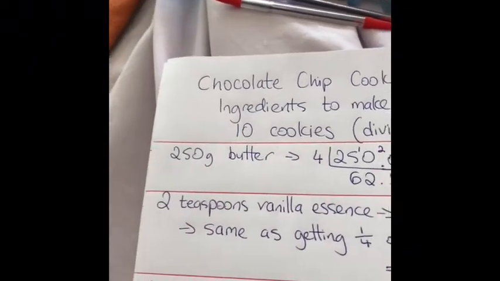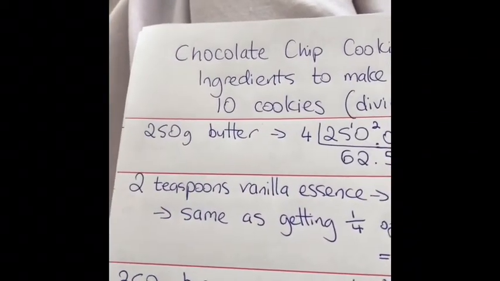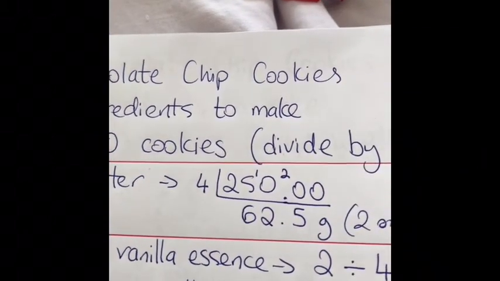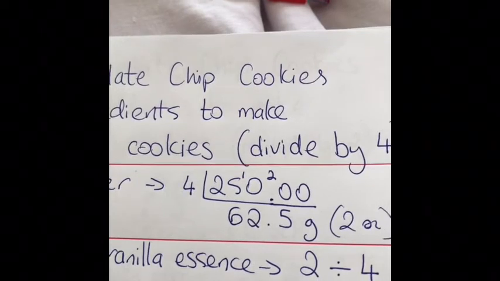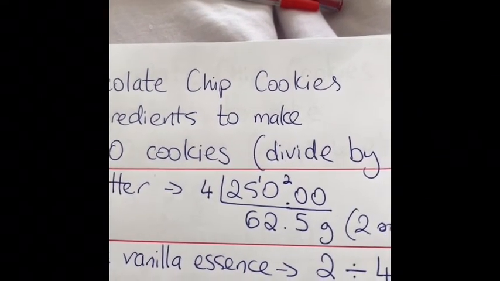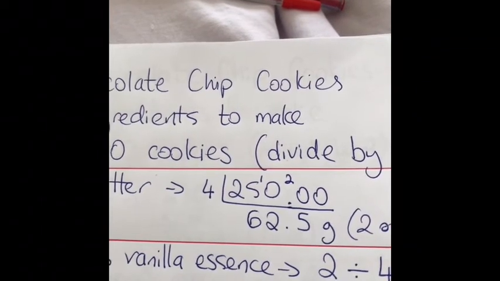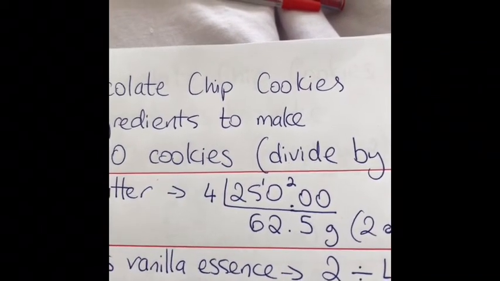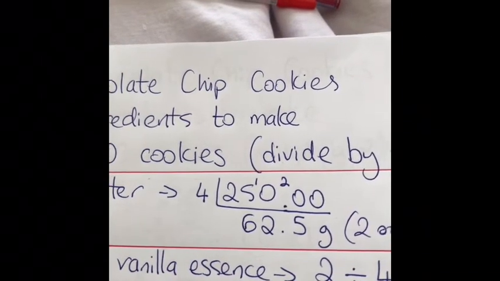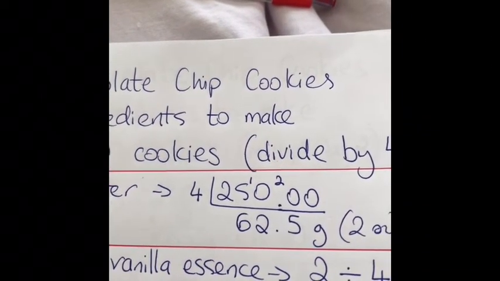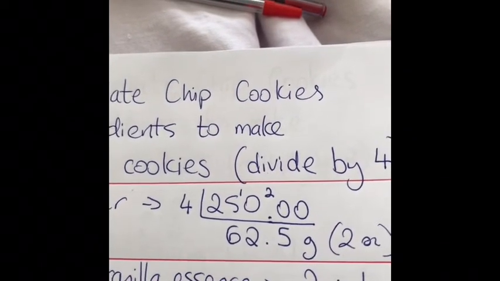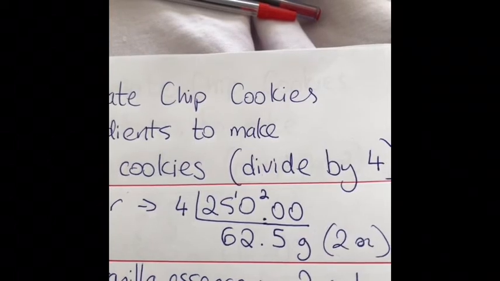So first off, we look at the butter. 250 grams of butter was what we were looking at originally. So we're going to divide 4 into 250. Okay? So I write it down like a short division sum. 4 into 2 doesn't go. 4 into 25 goes 6 times with 1 left over. So I carry that over next to my 0. 4 into 10 goes twice, and I carry 2.